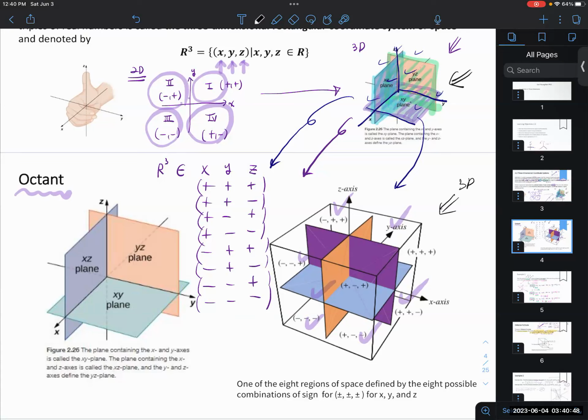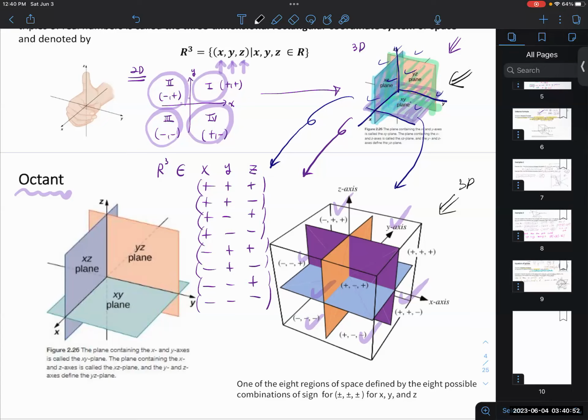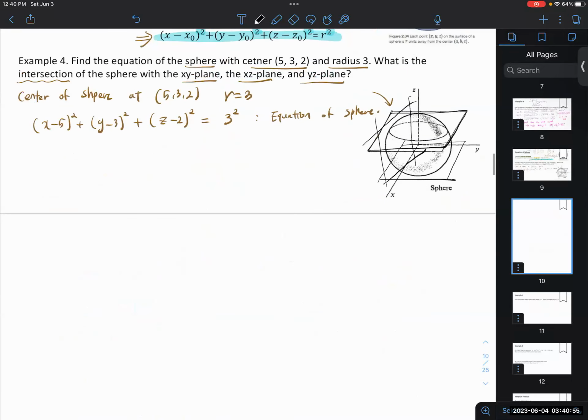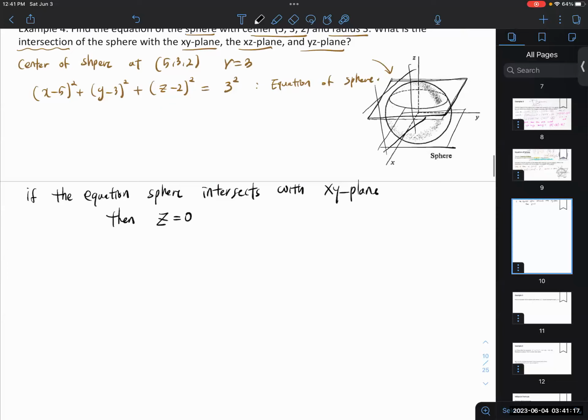And then each plane has a characteristic. Something is 0. So we're going to use the characteristic. Let me go down. Let's find out if the equation of sphere intersects with the XY plane, right? Then what do you think? The Z variable is always 0, correct? So this is the first scenario.